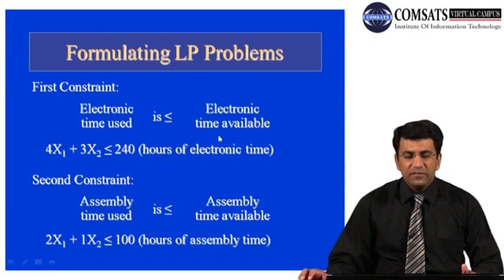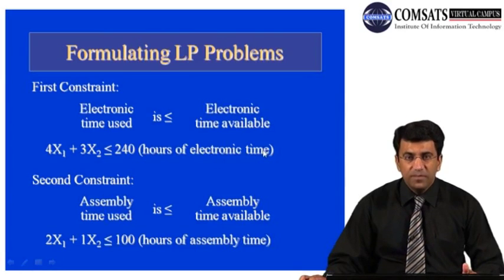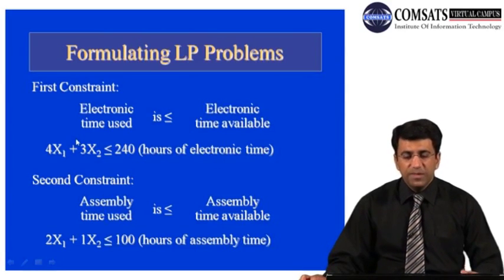So this is the first constraint. The total electronic time used for the production of x1 quantity of product 1 and x2 quantity of product 2 will be 4x1 plus 3x2. Now this whole total should be less than or equal to 240 hours, because these hours of electronic time are available. So this is one of the constraints.